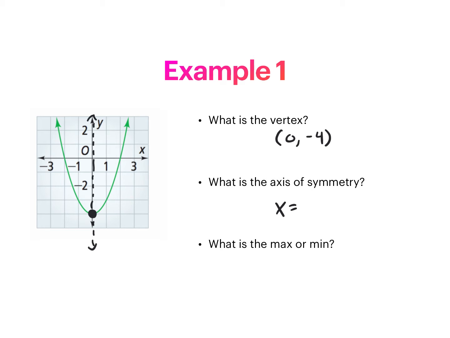X equals 0, because remember it's the first number. Now is our vertex at the maximum or minimum? It's at the minimum, so we have a minimum, and the minimum is always our y value. So what's our minimum value here? -4.